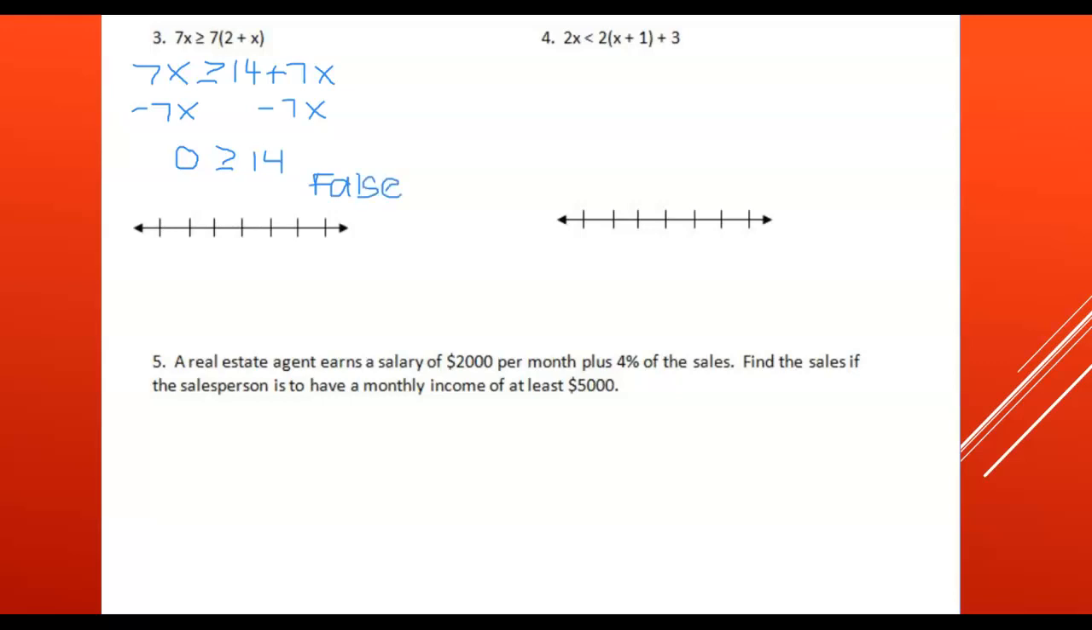If when solving I get a false statement, what do you think that means for my answer? Is any number for x going to work on this problem? No. No matter what you try to plug in, you will never find an x value that makes that true. Not positive, not negative.